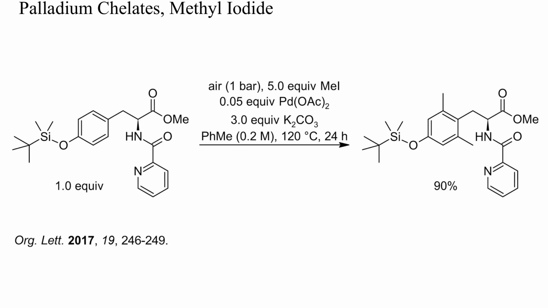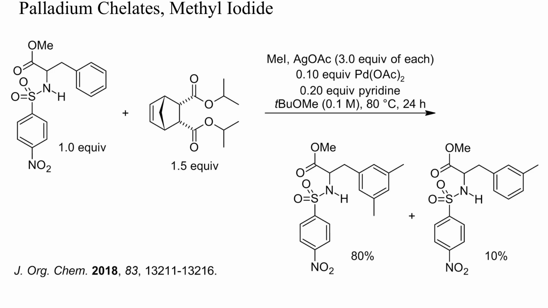Palladium chelates can also bring about electrophilic alkylations at electronically deactivated positions. In this example, a tyrosine derivative was methylated twice, not ortho, but meta to oxygen. This unexpected regioselectivity was brought about by the chelating picolyl amide. Here, protected phenylalanine was methylated with methyl iodide and palladium acetate, again with a norbornene as directing auxiliary. Unlike in the previous example, a clean meta-methylation occurred.